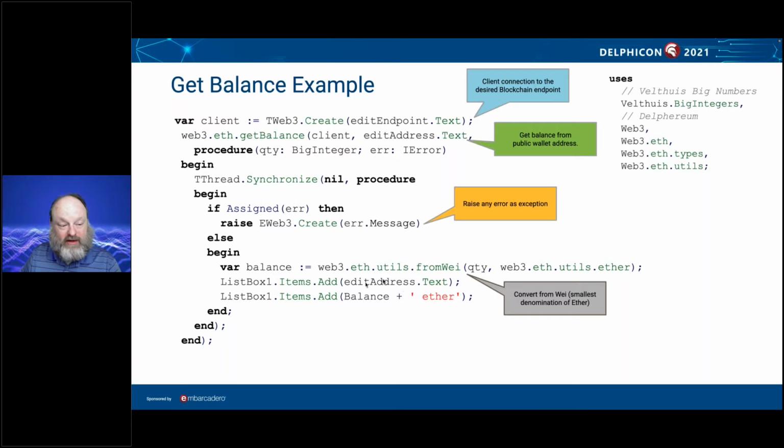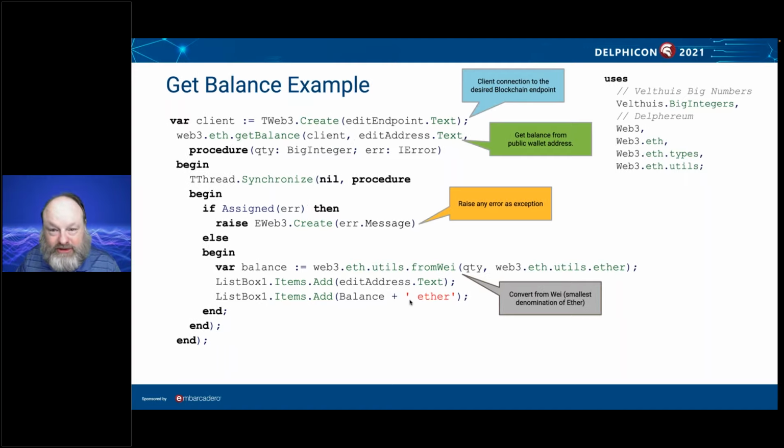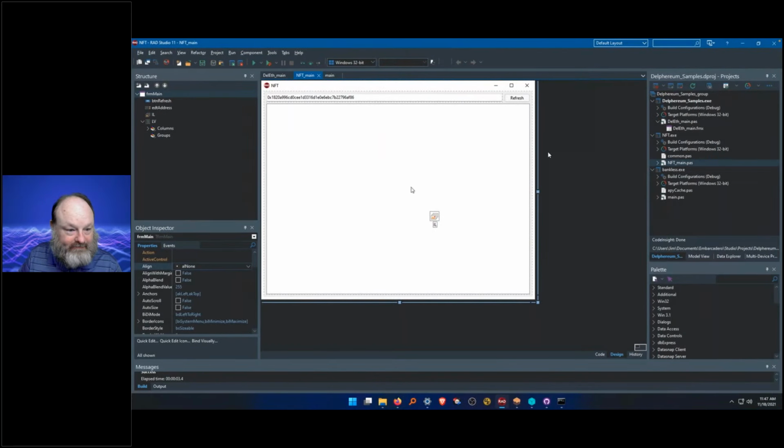and then we have the value of the wallet. And so what we're doing now is putting in the list box, displaying the address that we pulled it from and the balance. So now let me show you this in action here. I'll run this example. I'll show you the code.